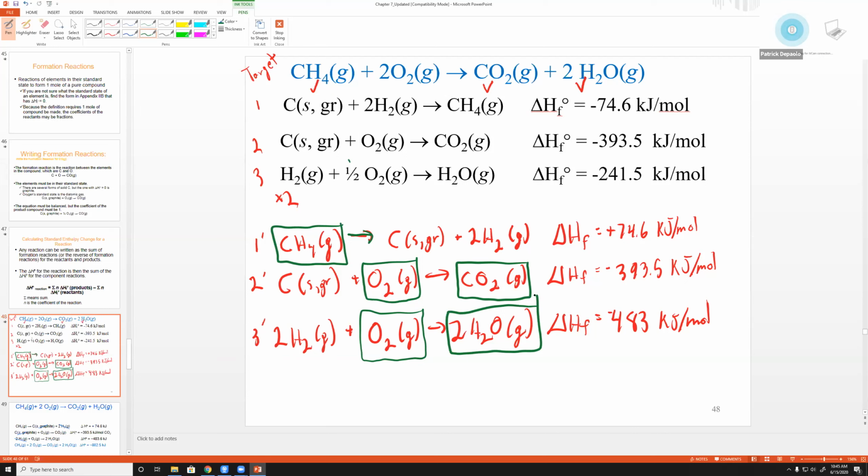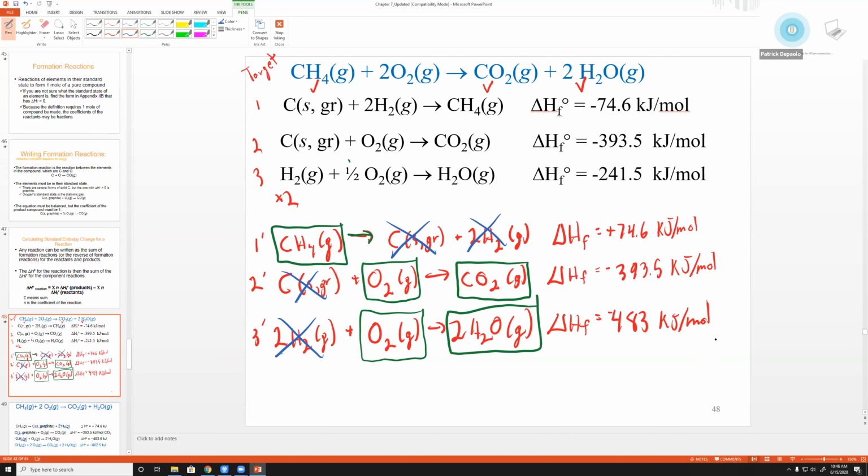Key thing. Everything else should cancel out. Let's make sure that happens. We'll use blue. Graphite in the product, graphite in the reactant. Cancel. H2 in the product, H2 in the reactant. Cancel. Everything's accounted for. Either canceled out or circled or squared.